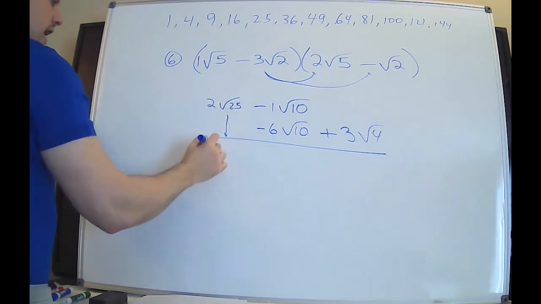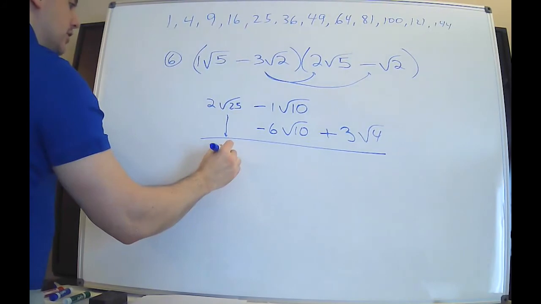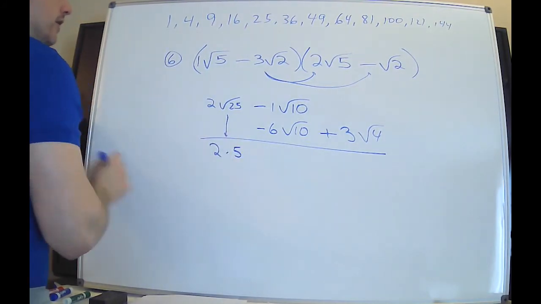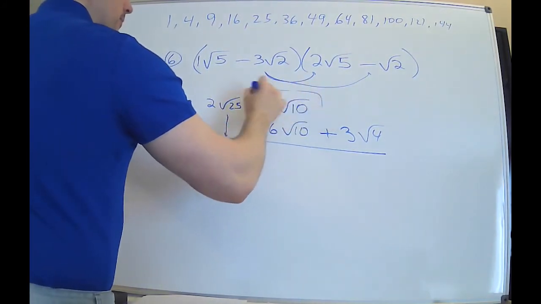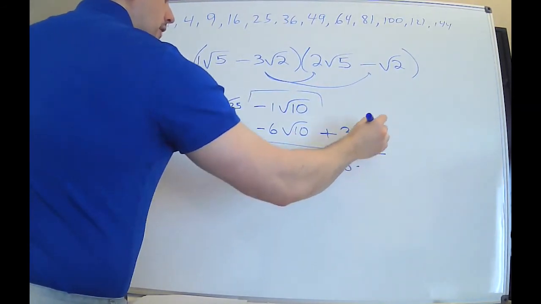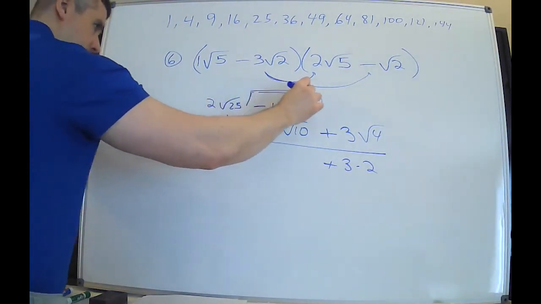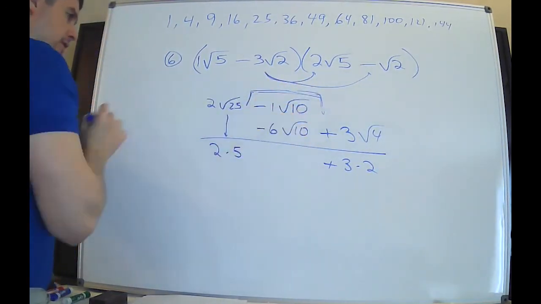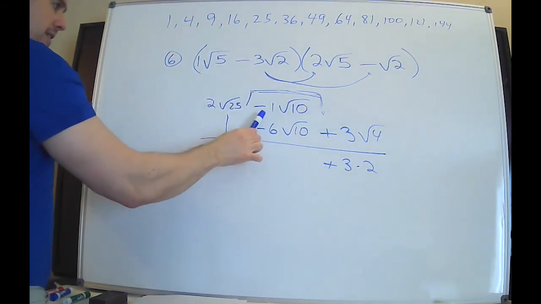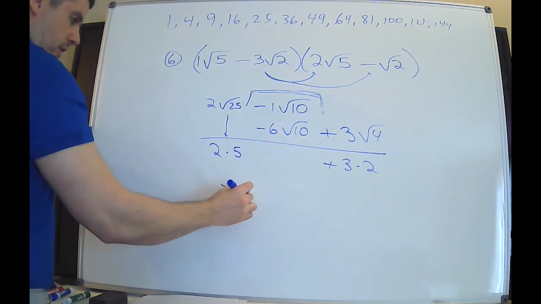Free the jail. You have 2, radical 25. 1, 2, 3, 4, 5. Take them out of jail. Radical 25 is 5. Now in the middle, I'll hook that up in a minute. Plus 3, radical 4 is 2. Square root of 4 is 2. Now I got to hook these up. They're both radical 10s. Minus 6 and minus 1. Who's minus 5? Be careful with your sign rules.